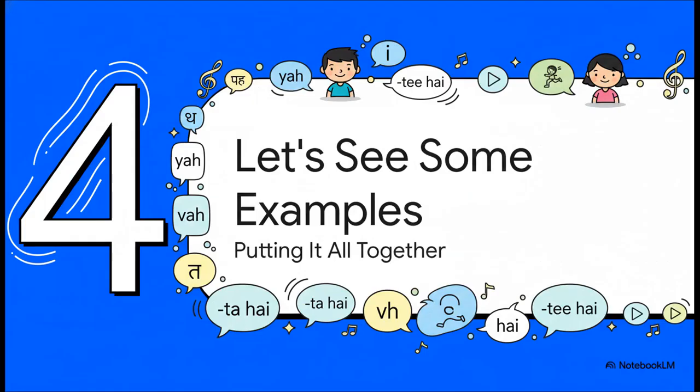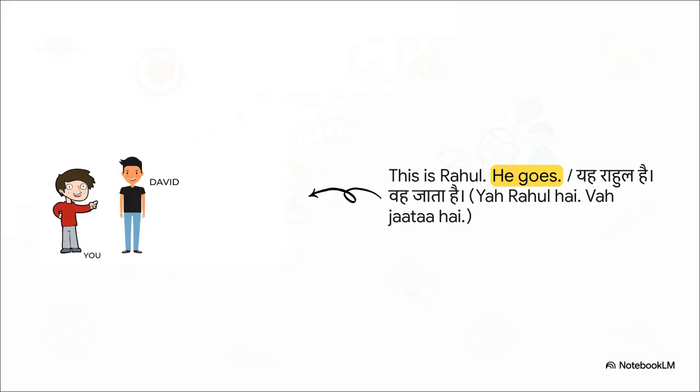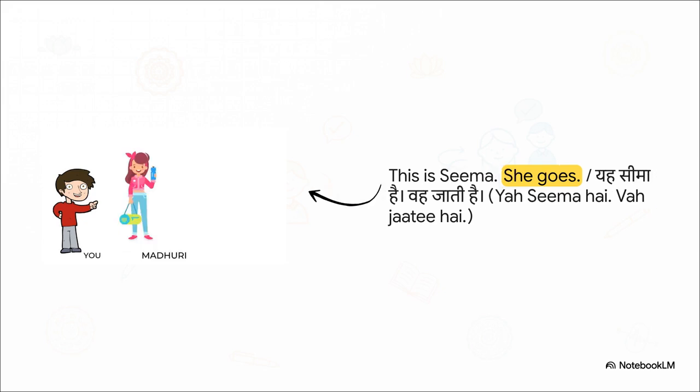Okay, time for the fun part. Let's put everything we've learned together. We're going to combine those pronouns with these new verb endings and build some real sentences. Listen closely to how they sound. Let's start with Rahul. To say he goes, we take the root for go, which is ja, and since Rahul is a guy, we add the masculine ending. That gives us wa jata hai. You hear that ta hai at the end? Go on, try saying it out loud. Wa jata hai.